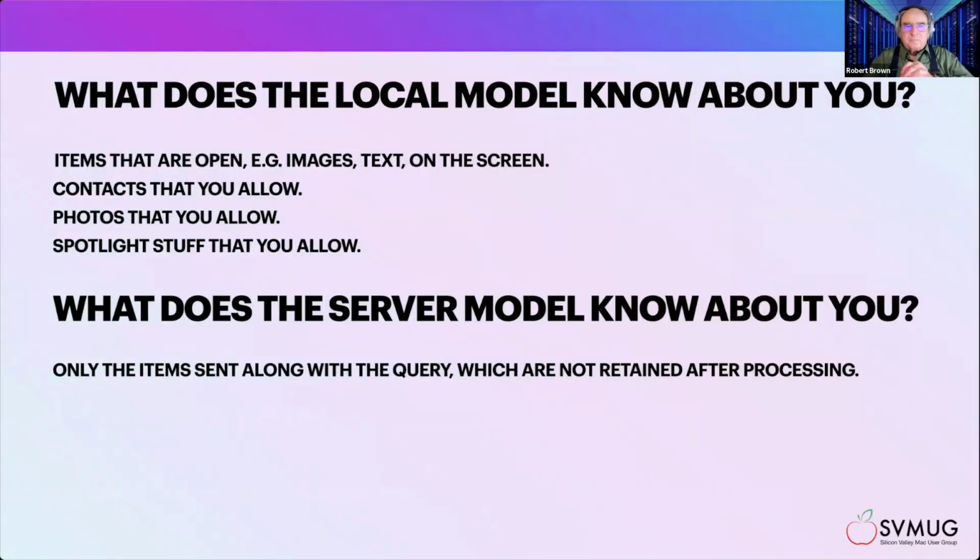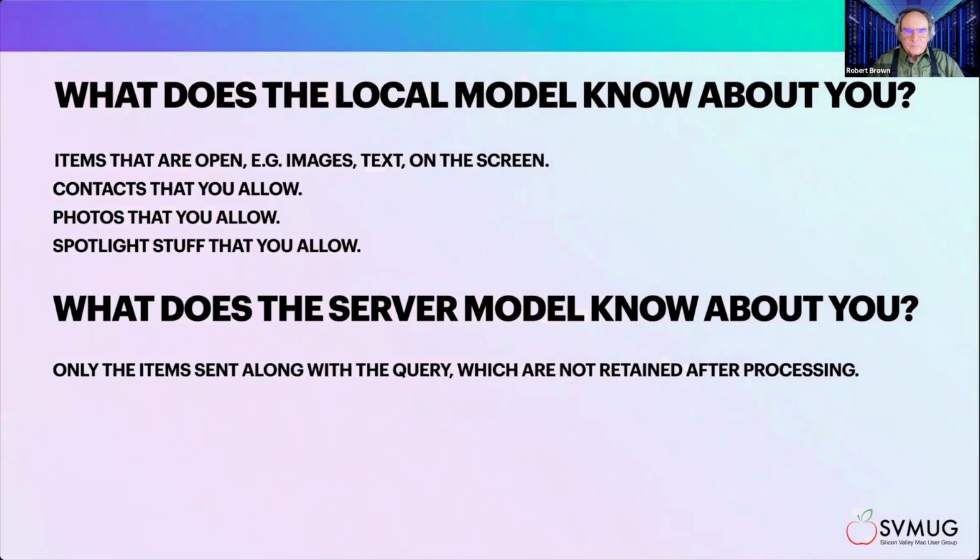Okay, now, this local model will know about what you have on your screen, your images, your text, the applications you're running. It will know about contacts that you've allowed it to know about. It will know about photos that you've allowed it to know about. And it will know about the Spotlight stuff that you've allowed it to know about. My understanding is that when it's released, it will explicitly ask you about these permissions, so it will only use what you've told it you can use.